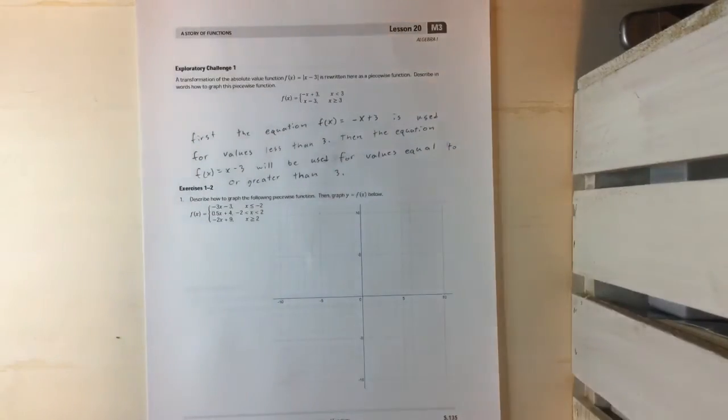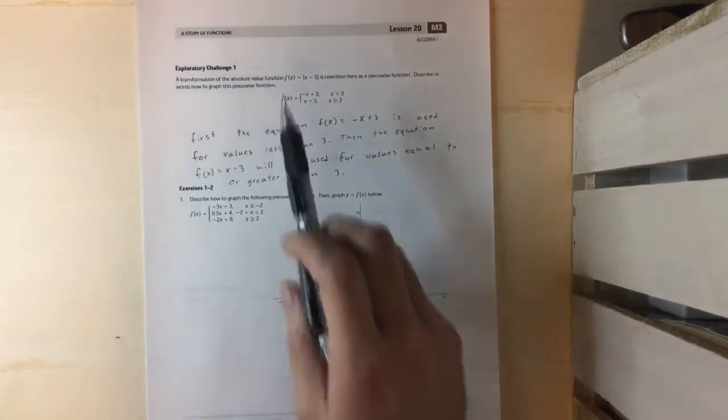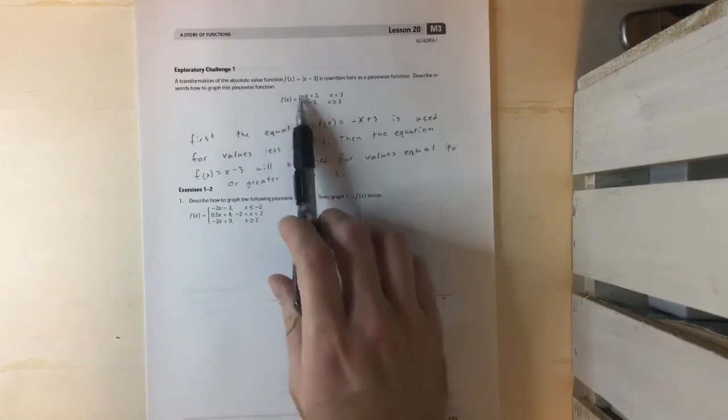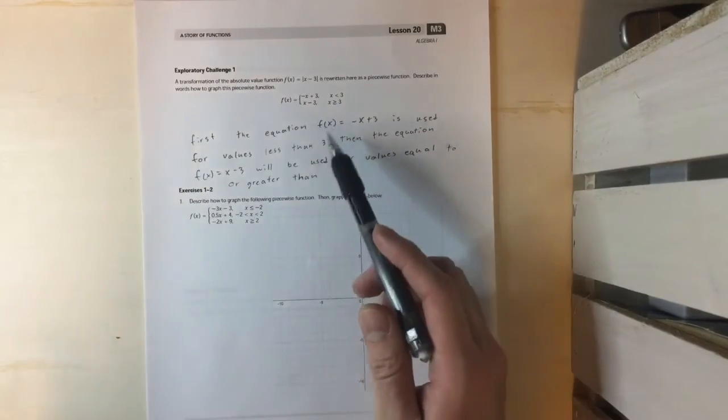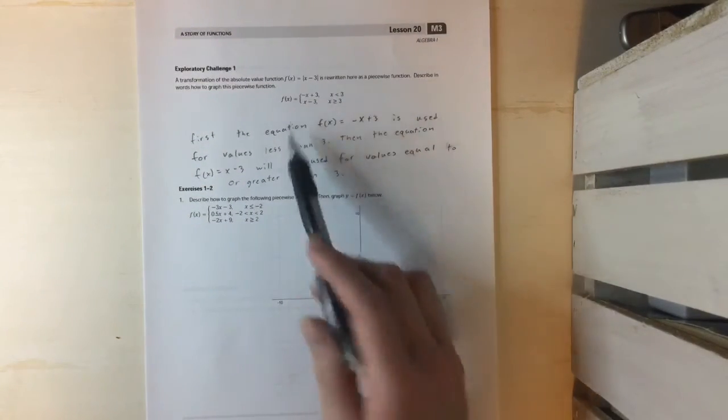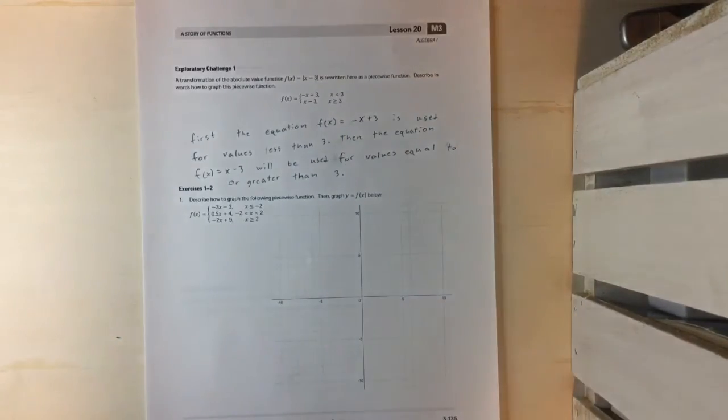So this one right here, this is really how you describe it. If I was to ask you, how would we graph this? You'd say we're going to use the top equation or this equation here if our values are less than 3. If they're greater than 3, then we're going to use this bottom equation. So that's just kind of how we would talk about it.